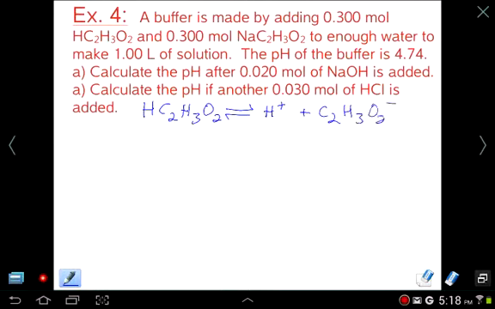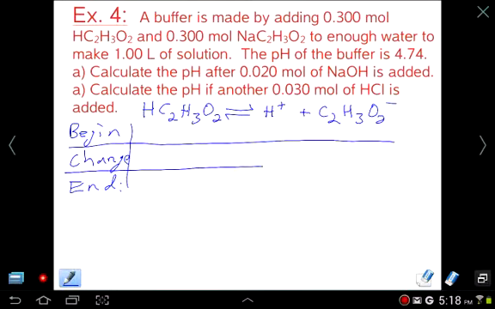Let's call this the begin, change, and end box. This is essentially like the icebox because the icebox also deals with stoichiometry, except we'll call this the BCE box, not the icebox. What we're doing here is we're calculating how much we're going to lose and how much we're going to gain. We're beginning with 0.300 moles of our acid and 0.300 moles of our conjugate base, which is usually the case. You usually begin with equal amounts of both.